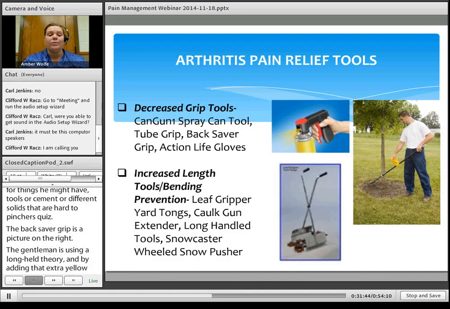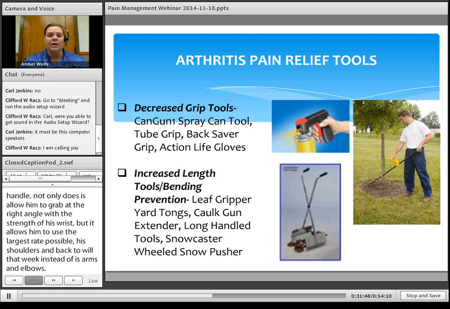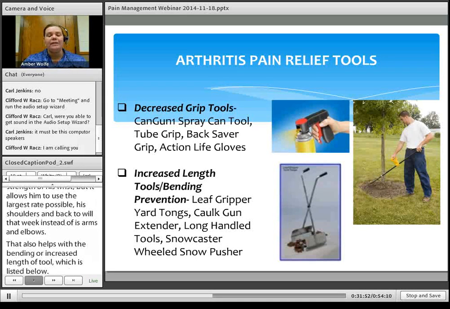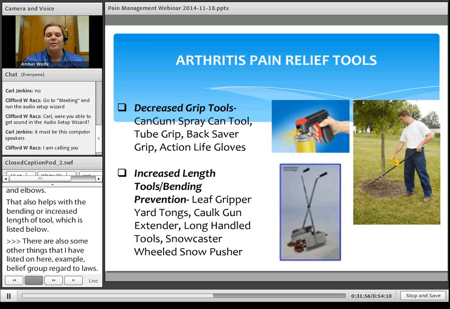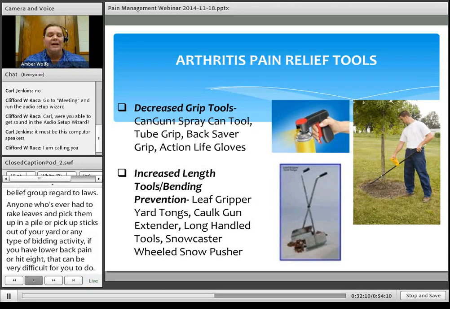That also helps with the bending or the increased length of tools, which is listed below. There are also some other things that I've listed on here, for example, the leaf gripper yard tongs. Anyone who's ever had to rake leaves and pick them up in a pile or pick sticks up out of your yard, or any type of bending activity actually, if you have lower back pain or hip pain, that can be a very difficult job for you to do. They make several different types of tools that allow you to pick things up off the ground without bending, and preventing that movement is going to prevent your pain.